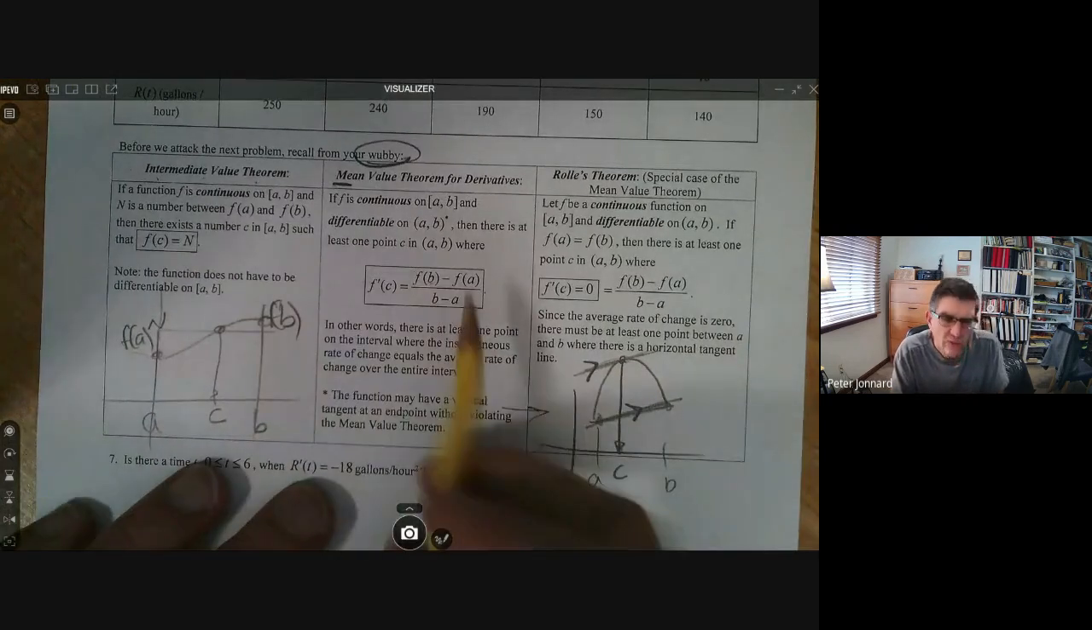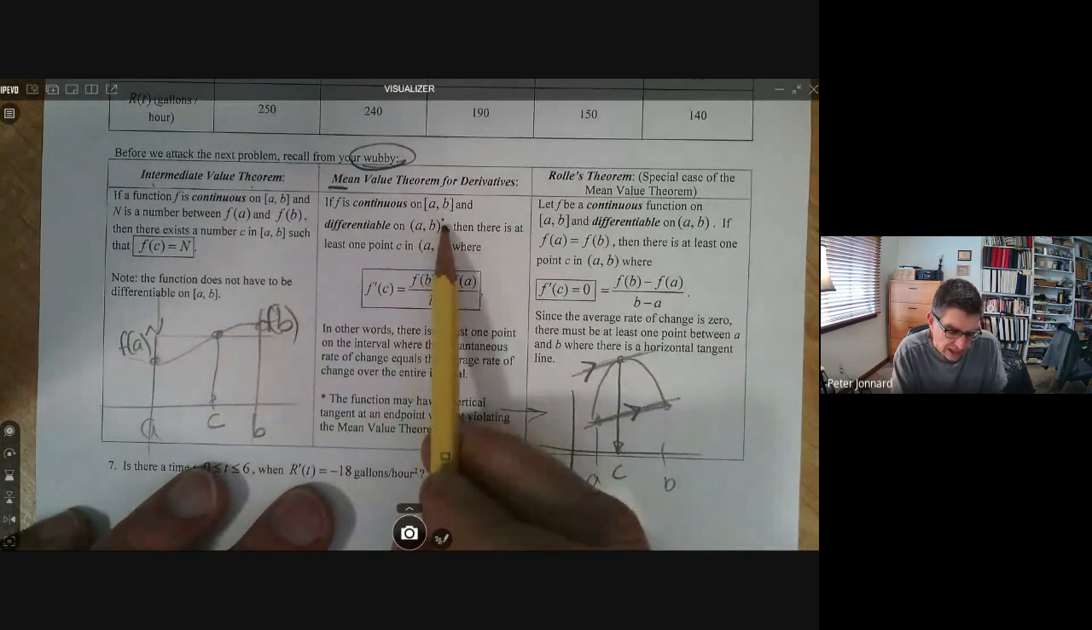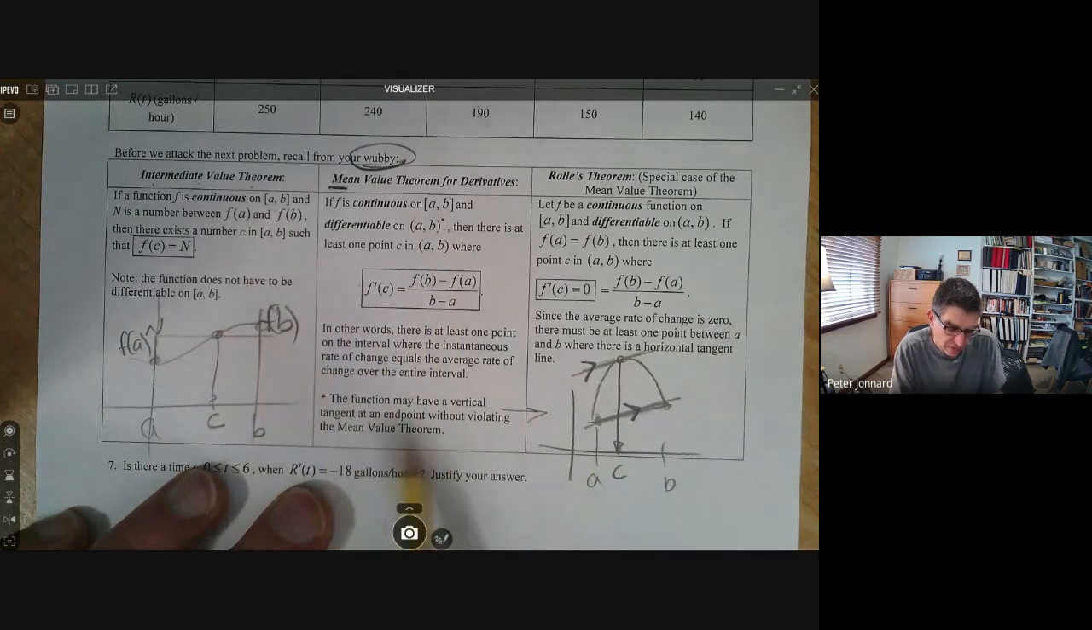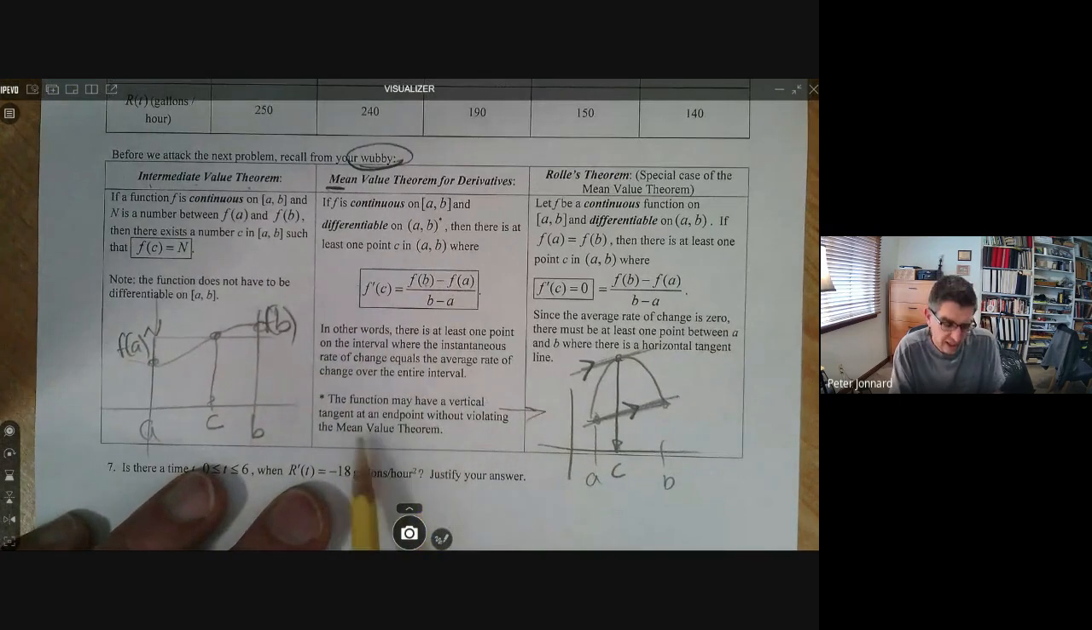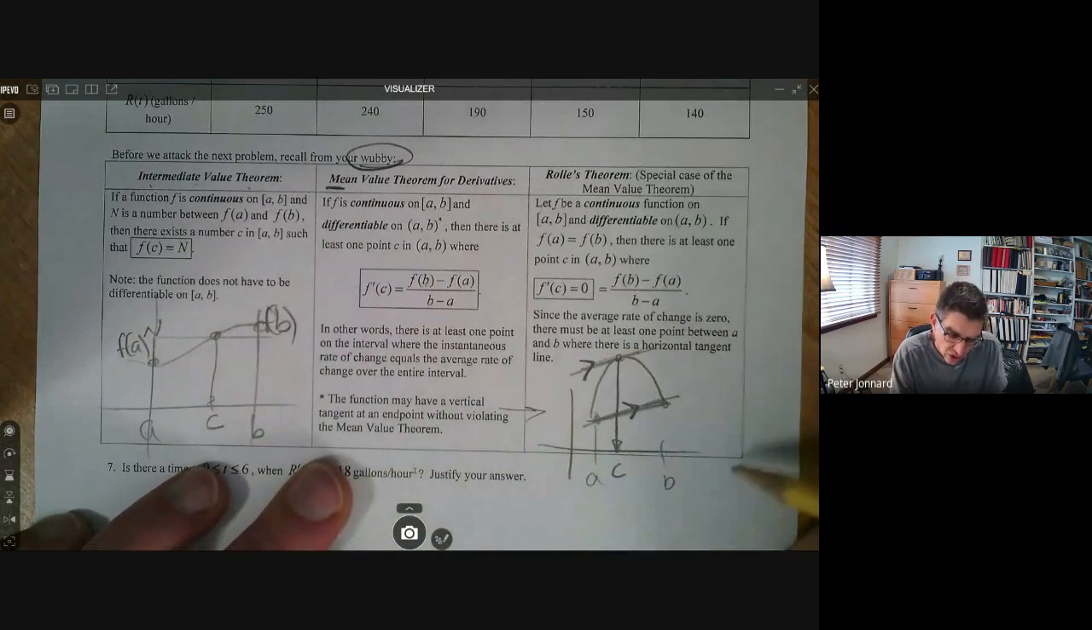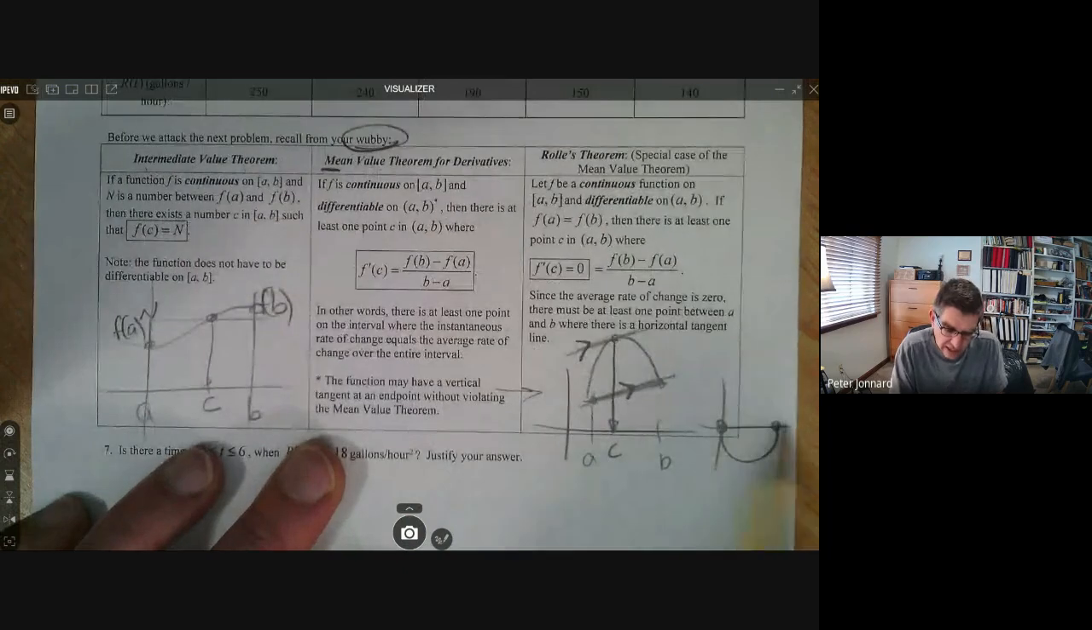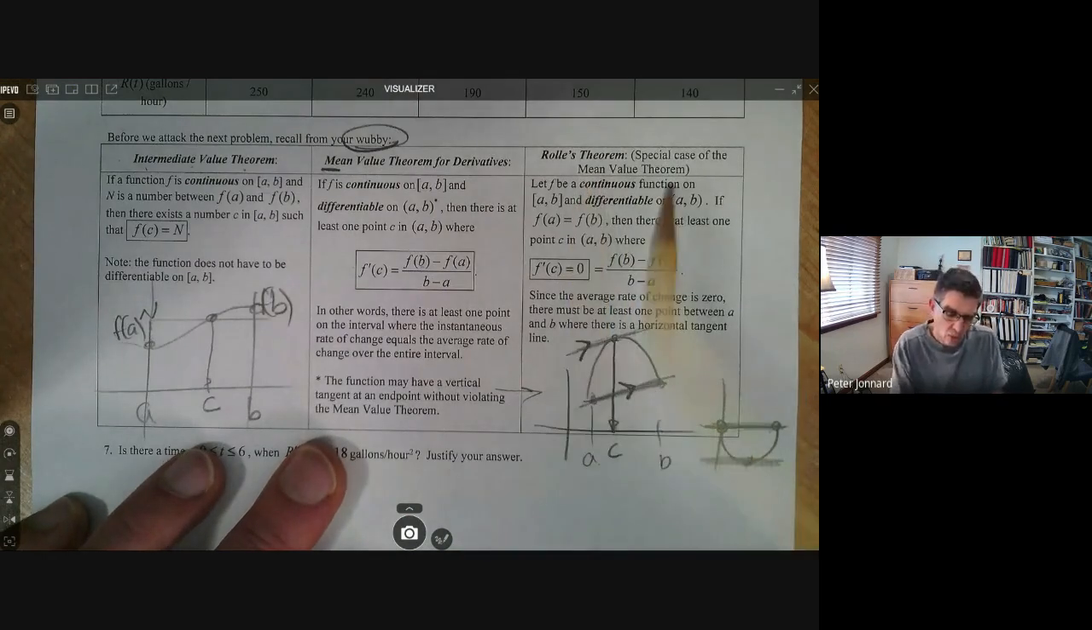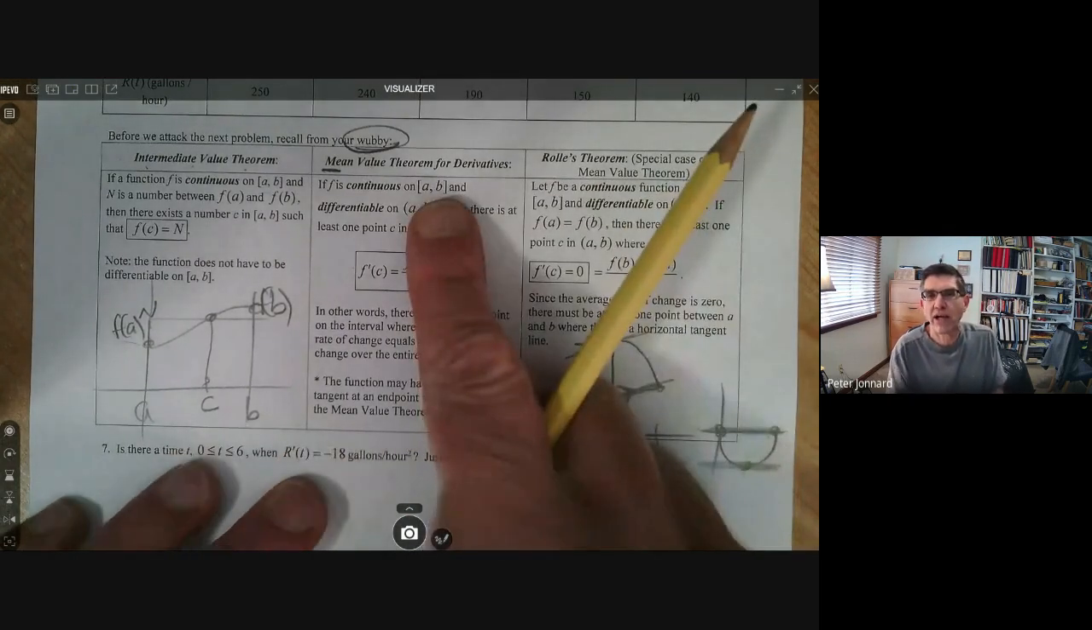What's weird about this one is I put an asterisk there. The function may have a vertical tangent at an endpoint without violating the mean value theorem. For instance, you could have a semicircle where your function looks something like this, and the overall rate of change would be 0, and this would be fine. You have a vertical tangent here and here. The overall rate of change is 0, and therefore there must be one point where the derivative is 0. That really applies more to Rolle's theorem, which is just a special case of the mean value theorem.